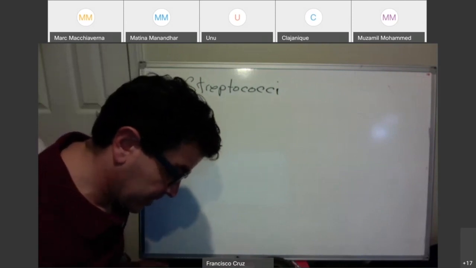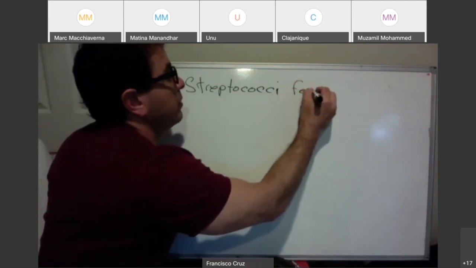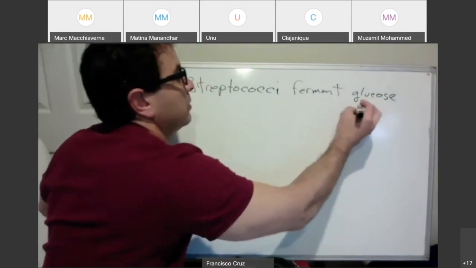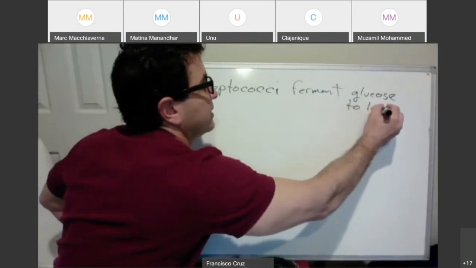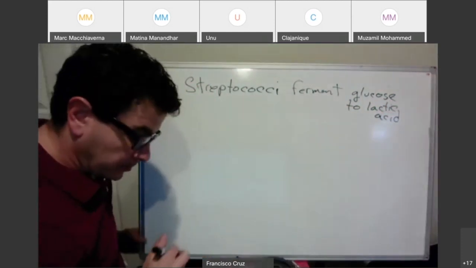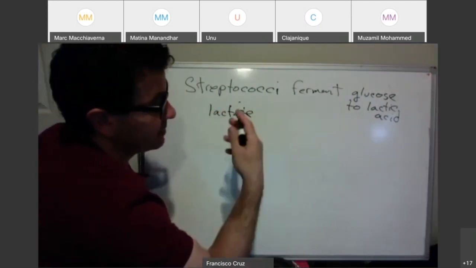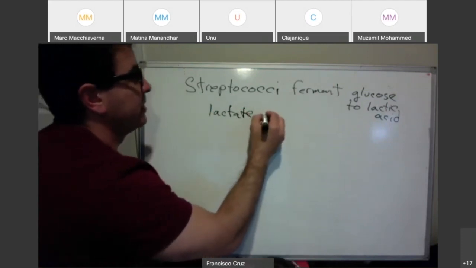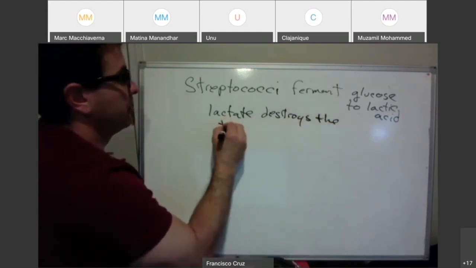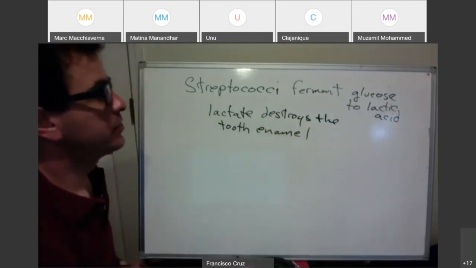fermentation. So Streptococci ferment glucose to lactic acid. And then lactate. Lactic acid, if it doesn't have the proton, is called lactate. Lactate destroys the tooth enamel. Okay, so this is really where you get in trouble.